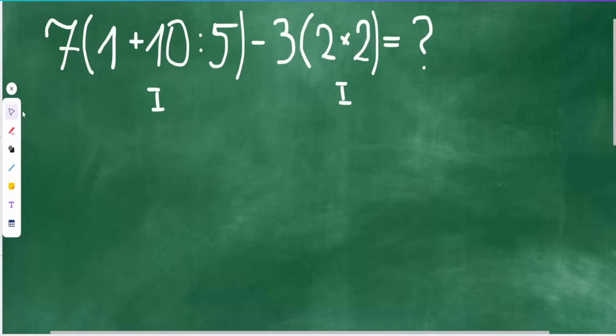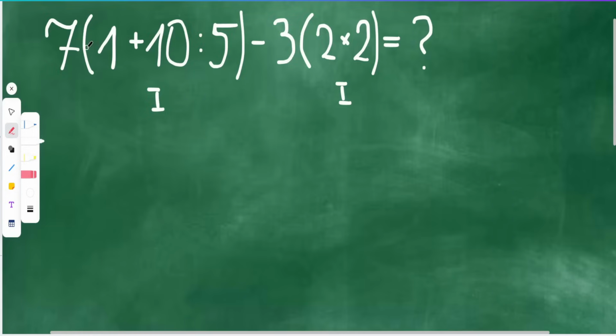Next operations in order are multiplication and division. So we will have to perform division and multiplication next, and here, if you look closely, there is a lot of it. Here we have division. Here we have multiplication. And for some of you it may not be obvious that between the bracket and the number there is also multiplication here.